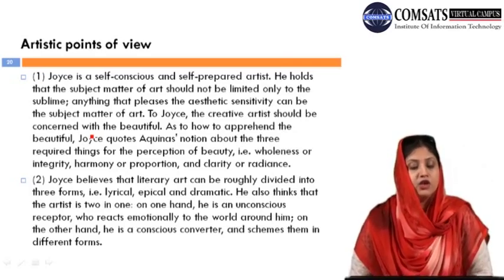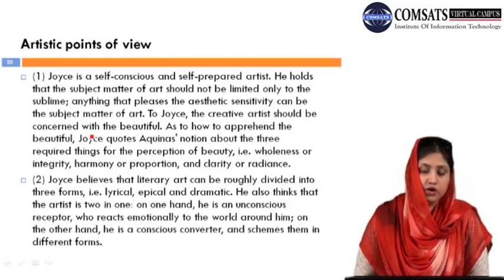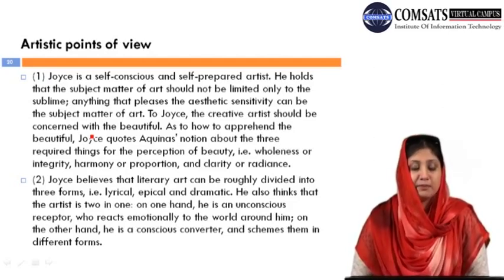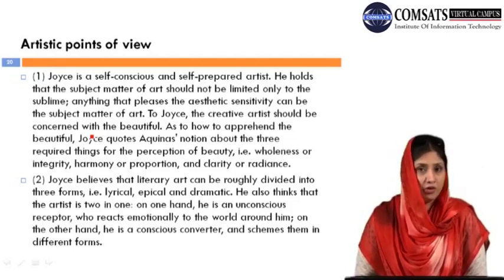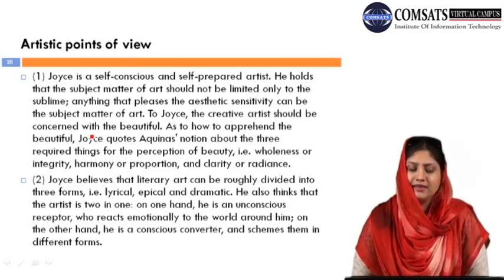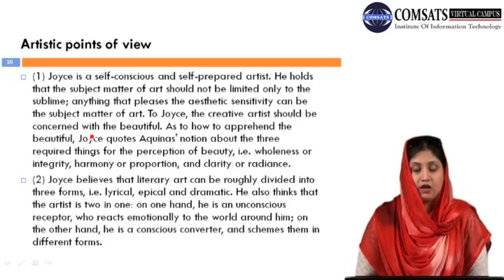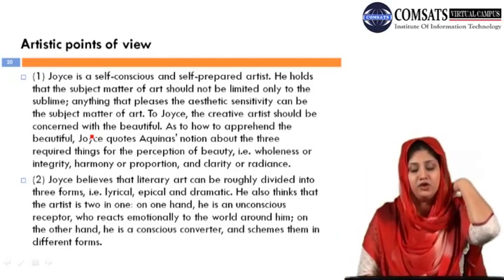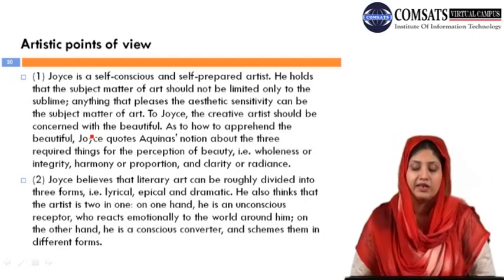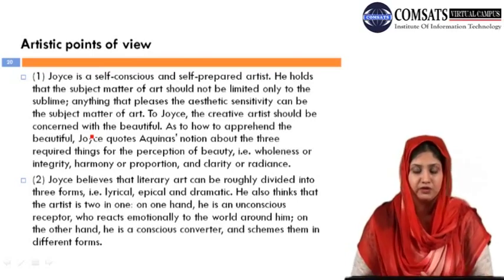Now, what is this artistic point of view of James Joyce that one needs to know before getting into his writings? Joyce is a self-conscious and self-prepared artist. He holds that the subject matter of art should not be limited only to the sublime, as the previous writings would do. He totally contradicts this philosophy. Anything that pleases the aesthetic sensitivity can be the subject matter of art. So having that notion that only the sublime has to be the theme, or the character, or the major activity of writing, the modern writers contradict this philosophy.